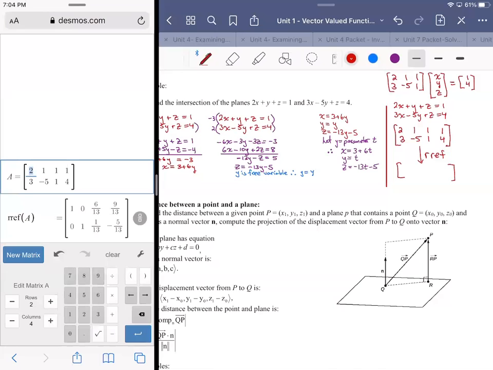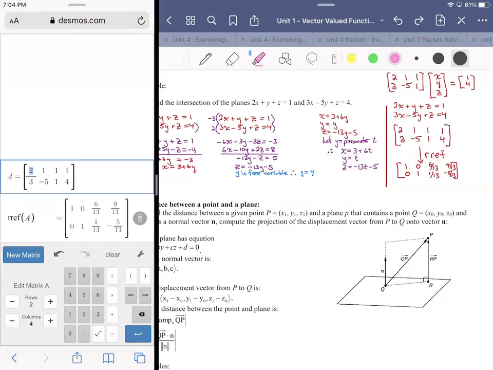So 1, 0, 0, 1, 6 13ths, 1 13th, 9 13ths, and -5 13ths. Now, you may look at this and say, okay, I see some numbers that look similar to some of the numbers we came up with before. There are some 13s, there's a 6 in there, there's a -5. So it looks like we're on the right track. It's just a question of interpreting what this matrix is telling us.